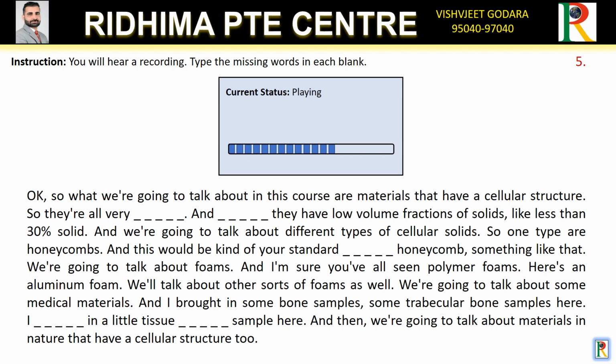We're going to talk about some medical materials, and I brought in some bone samples, some trabecular bone samples here. I brought in a little tissue engineering sample here. And then we're going to talk about materials in nature that have a cellular structure too.